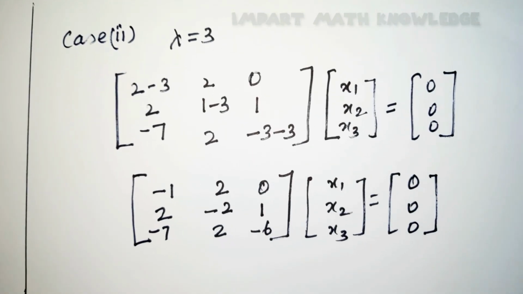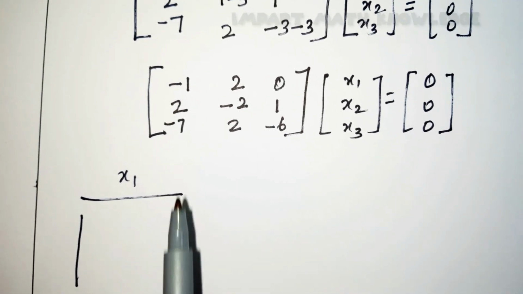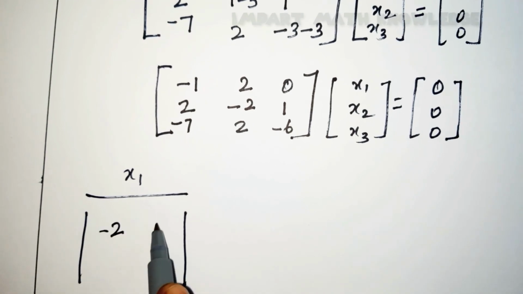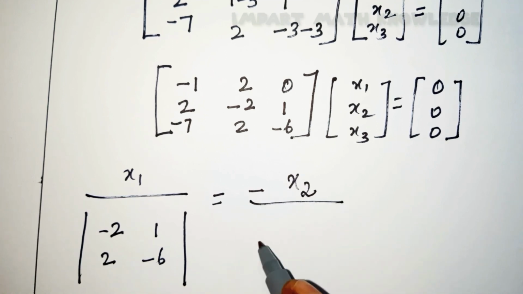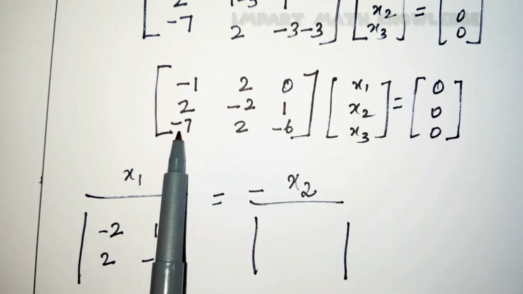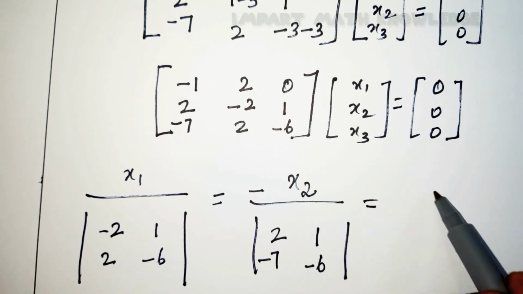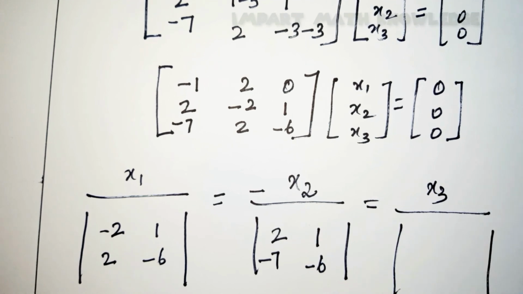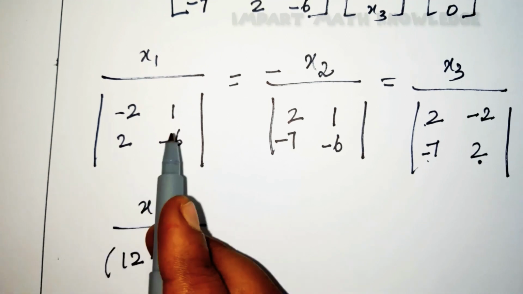Now we have to find the x1, x2, x3 values. For x1, you have to omit the first row and first column, that is [-2, 1; 2, -6]. This is equal to minus x2 times, for x2 you omit the first row, second column, and write the remaining [2, 1; -7, -6]. And for the third one, you omit the first row, third column: [2, -2; -7, 2]. 2 into minus 6 is minus 12, minus 2 into 1 is minus 2.